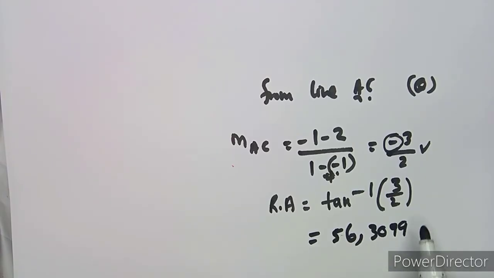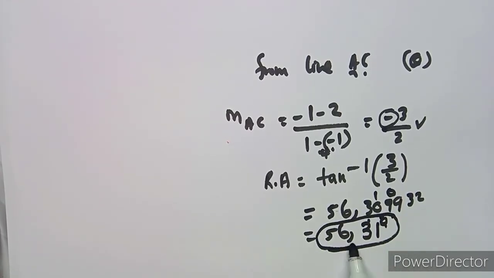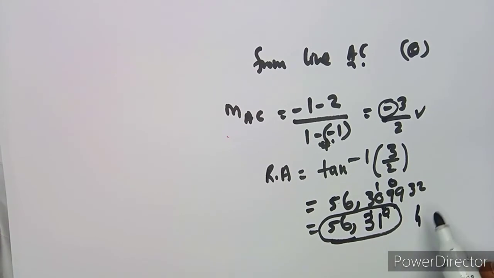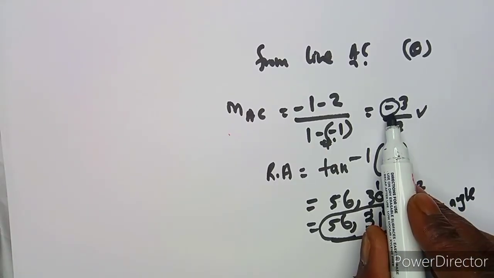So you find arctan using the positive. This is what you're going to obtain. If you use this as a positive, you're going to obtain your reference angle as 56,31 degrees. All right, so this is your reference angle, guys. When I say the reference angle, I mean the angle which is the acute angle. So the acute angle, you ignore the negative.